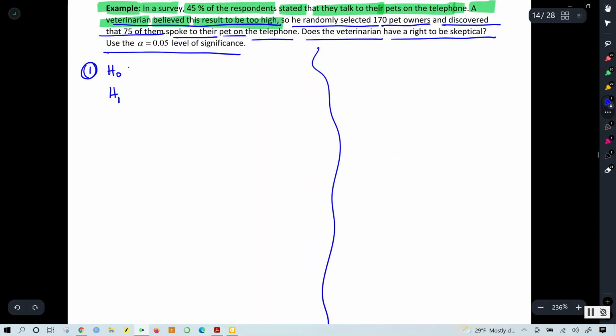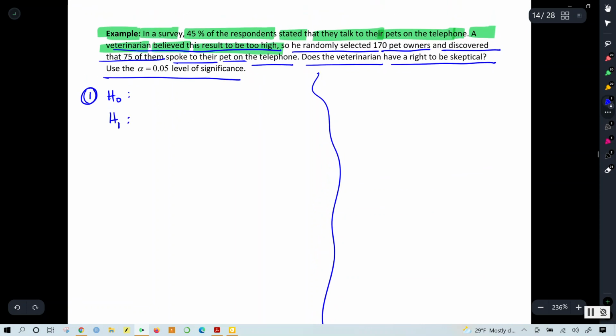That'll be the first step. So to set up my alternative hypothesis, I will check if there is a claim. Initially, it was said that 45% stated that they talk to their pets on the telephone, but the veterinarian is claiming that he believes the result is too high.